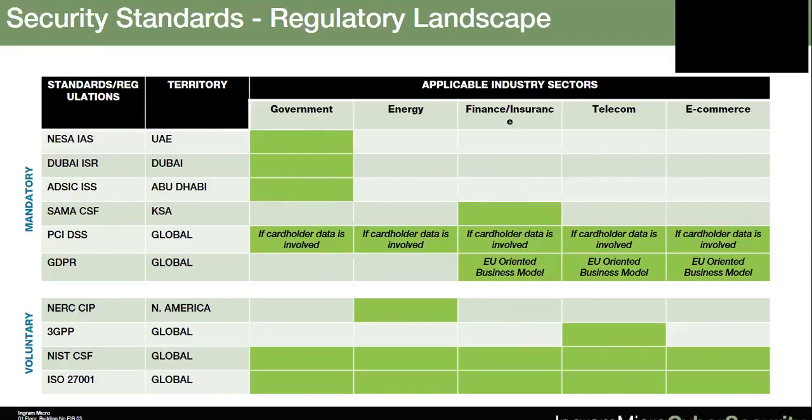NIST is a voluntary guidance. It's based on existing standards, guidelines and practices. It's for critical infrastructure organizations to better manage and reduce any kind of cybersecurity risk. It's clearly organized into different domains: identify, protect, detect, respond, and recover. Then ISO 27001, the last standard that we are seeing here on the slide.